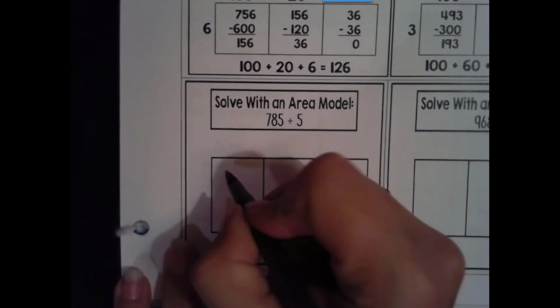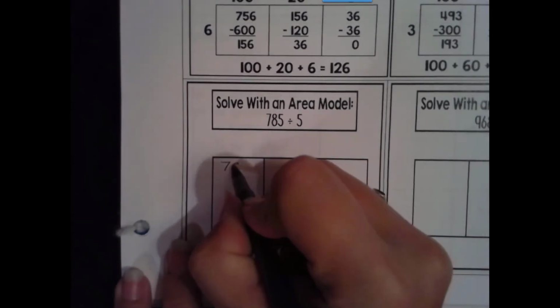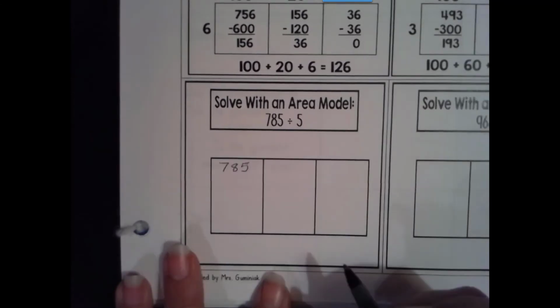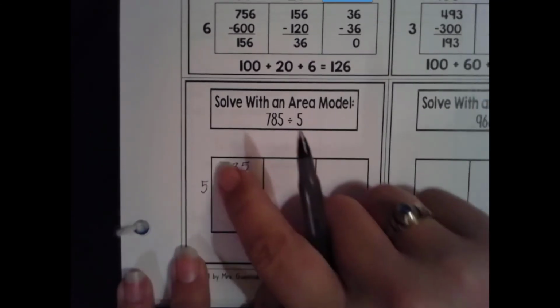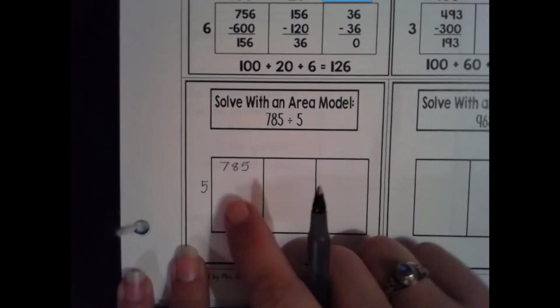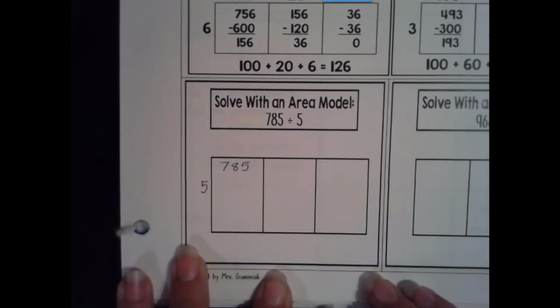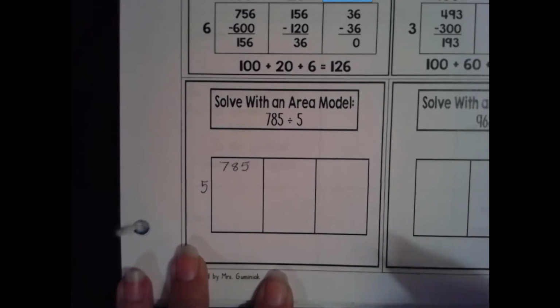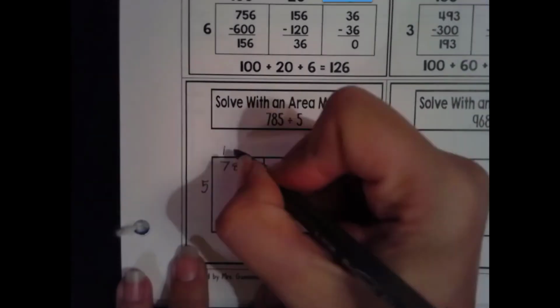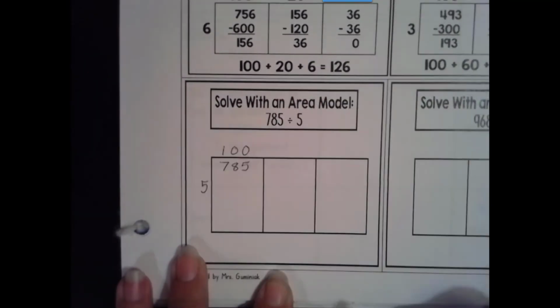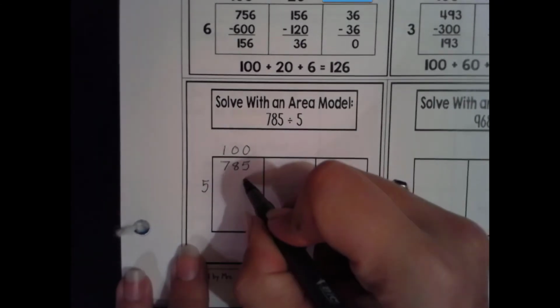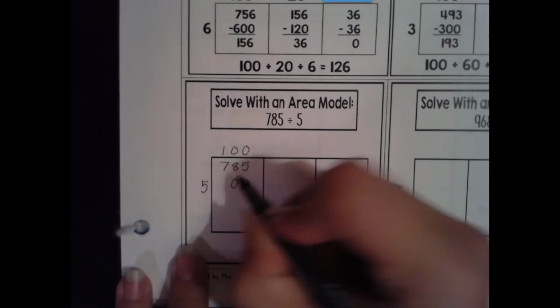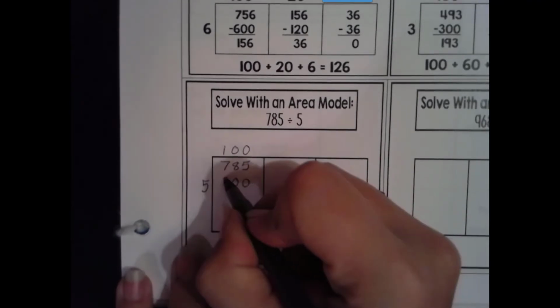So my dividend goes inside, and my divisor goes outside. So this side of the rectangle is 5. I need to figure out what the side of this is. I'm going to try a group of 100 because 100 is pretty easy to multiply by, because those two placeholders move everything over 2 places, and 1 times 5 is 5.